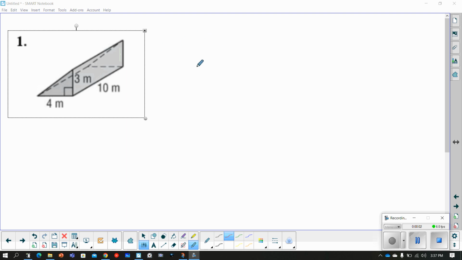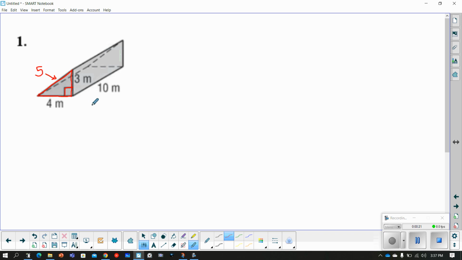Okay, Mr. Harms here, and we are working on problem number 1 on these exercises. Hopefully you tried this already. This one is missing a measurement that we're going to need, but notice we have a right triangle here, 3 and 4, and this missing side right here, we need that, and I'm just going to give it to you.